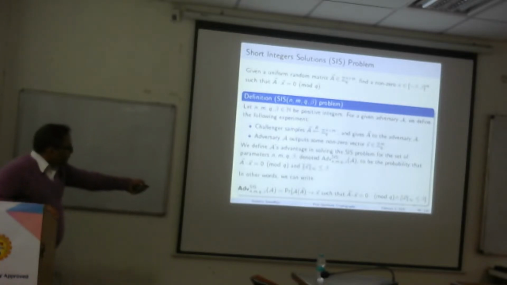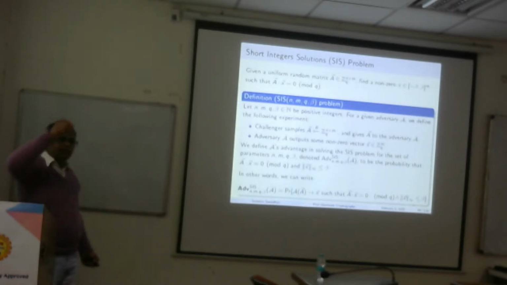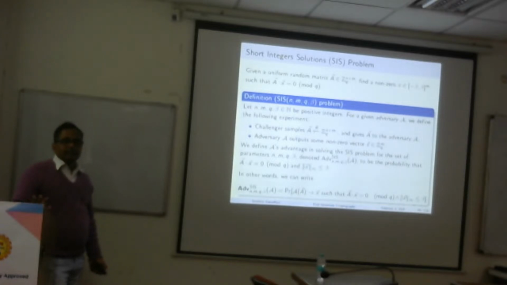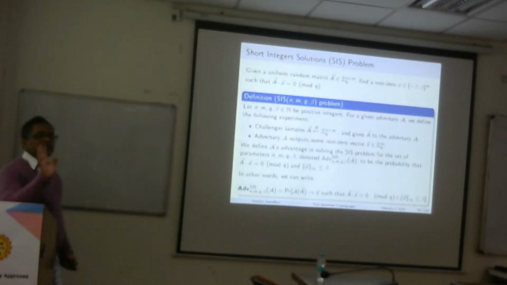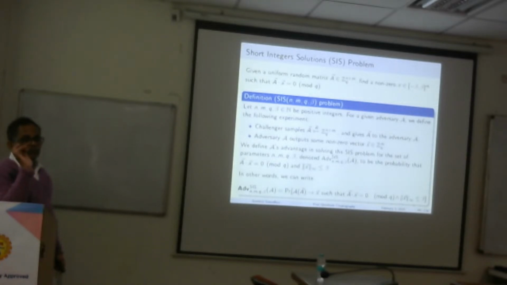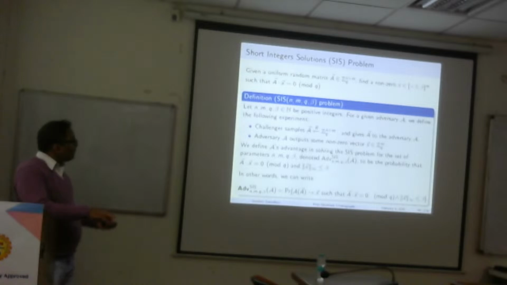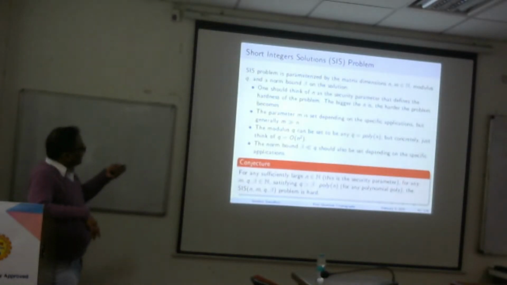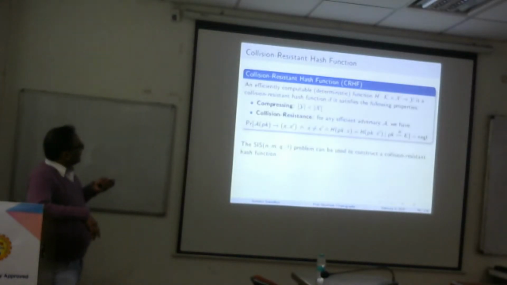So this probability is close to 0. It is 1 by 2 to the power n kind of a probability. This problem is known as the SIS problem, the short integer solution problem. This has connections to CVP. So this short integer solution problem is extremely hard.